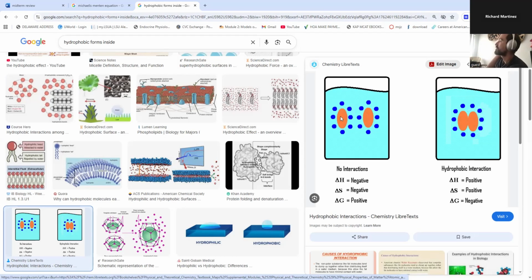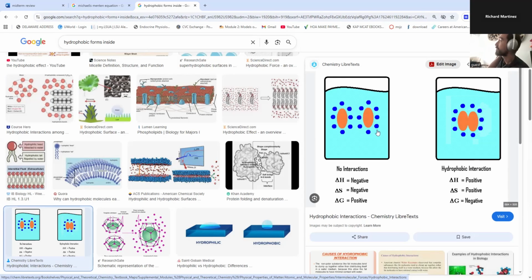When this portion that doesn't want to be in water is first dropped in here, see how water is going to form all around it. That's where it's going to be a non-spontaneous reaction. So we're going to see a positive delta G. Delta H is going to be negative. Delta S is going to be negative. This is pretty much a negative plus a negative, which gives a positive.